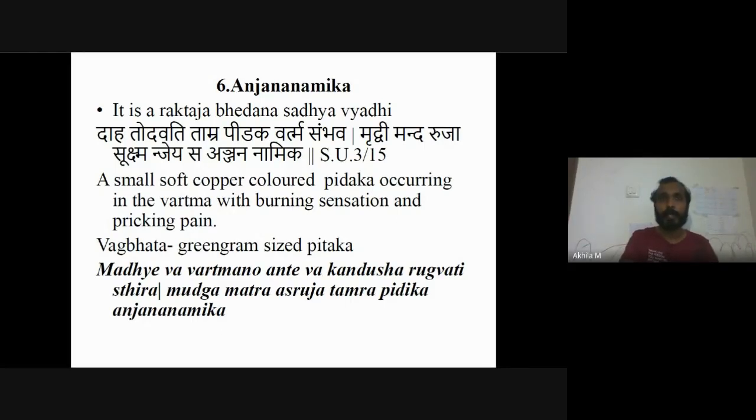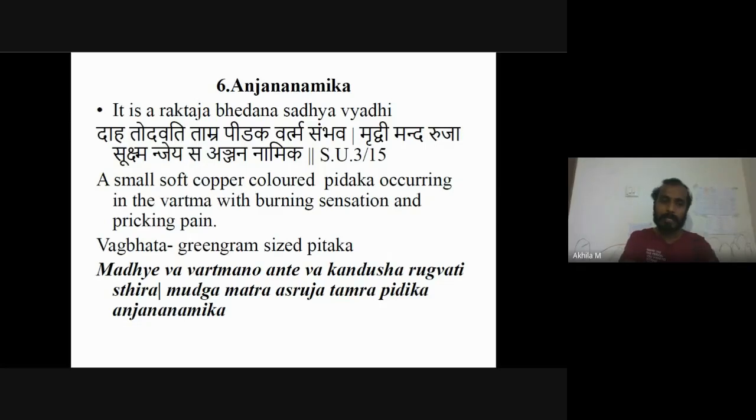Sometimes they arise in the middle part of the varma, or in the last or end part of the varma. There arise some pidakas. Kandu, daha, ruk. These are the signs and symptoms of Anjana Namika. Some itching will be there, burning sensation and pain will be there. Mudga Matra, green gram sized pidakas are there, and a slightly coppery-red discoloration will be there. These types of pidakas are called Anjana Namika.